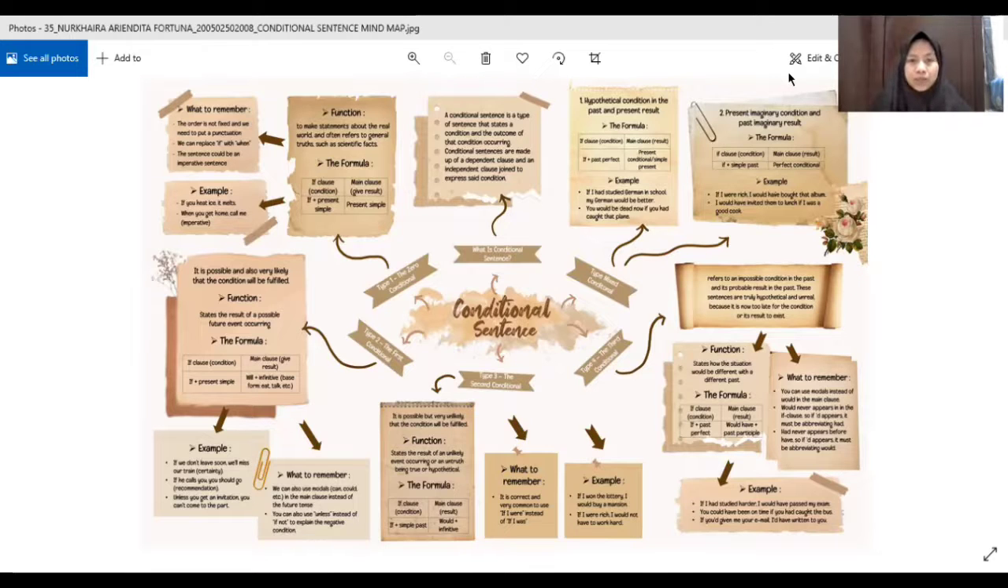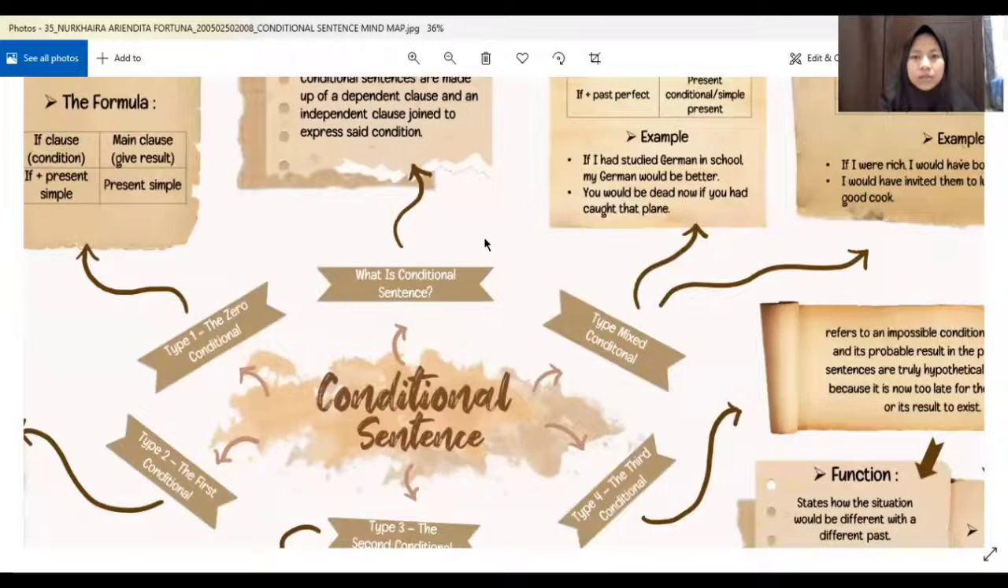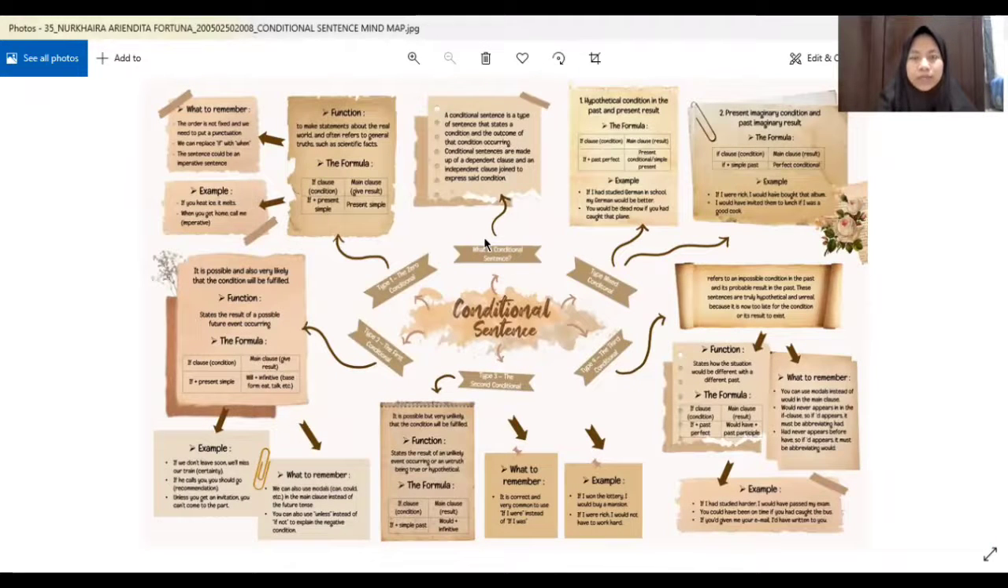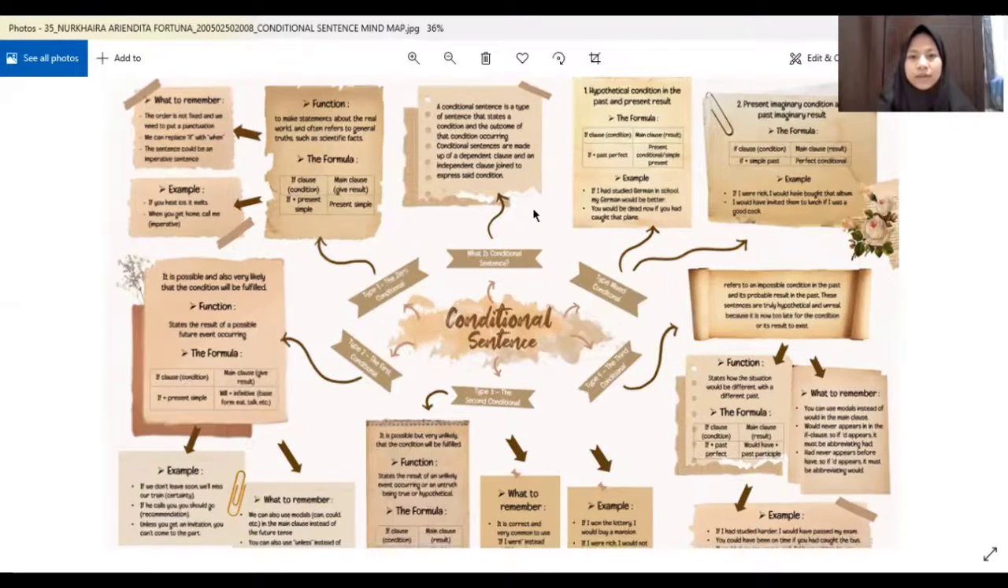In this video, I would like to explain and present my mind map about one of the materials in Advanced English Grammar, which is the conditional sentence. So without any further ado, let me begin to explain my mind map. I would like to zoom in on the mind map because the writing is very small.